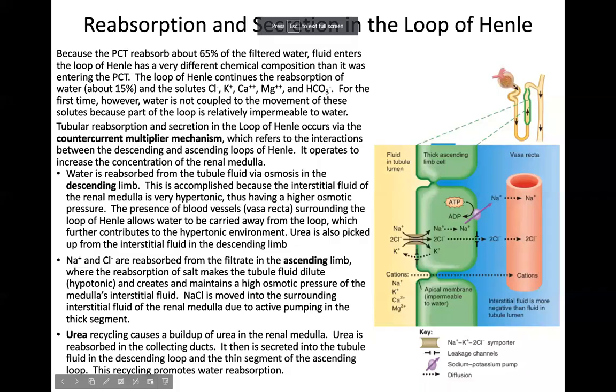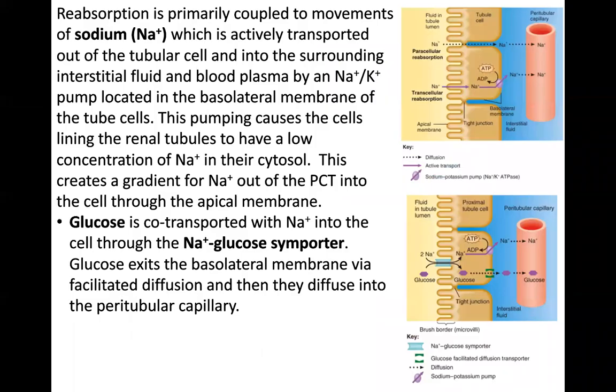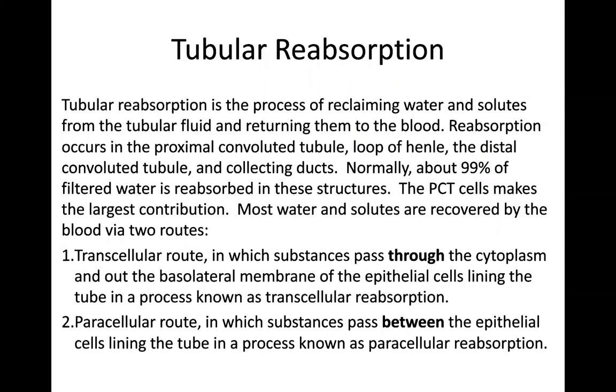Last week we left off talking about what we do with that filtrate after we form it in our renal corpuscle, which involves tubular reabsorption, which is where we remove stuff from the tubule fluid and bring it back to the blood. And then we're also going to talk about secretion, which is the opposite of that, moving stuff from the blood and into the tubule.